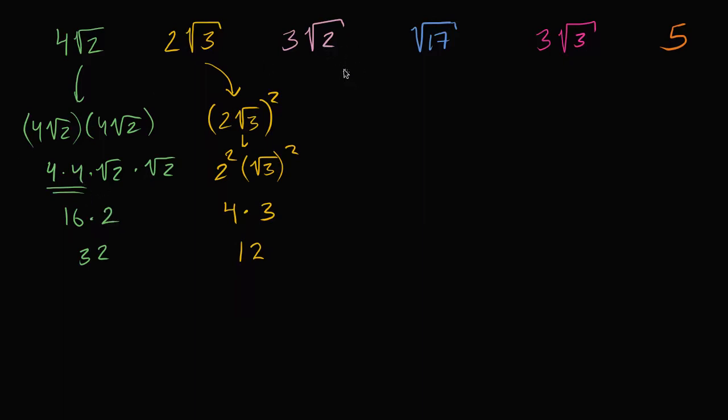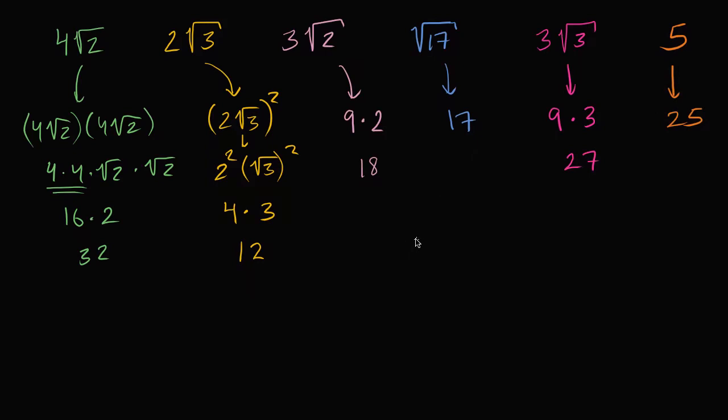So what is this value squared? Well, it's going to be 3 squared, which is 9, times square root of 2 squared, which is 2. 9 times 2 is 18. What's the square root of 17 squared? Well, that's just going to be 17. What is 3 square roots of 3 squared? Well, it's going to be 3 squared, which is 9, times square root of 3 squared. The square root of 3 times the square root of 3 is 3. So it's going to be 9 times 3, or 27. And what is 5 squared? Well, this is pretty straightforward. That's going to be 25.